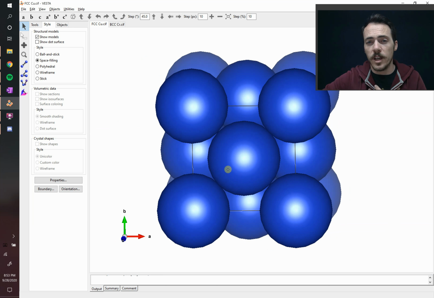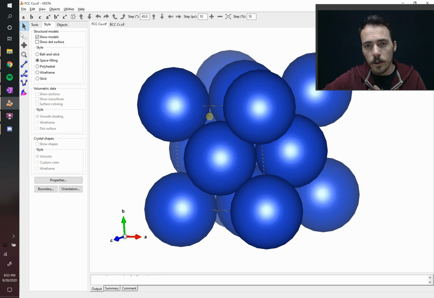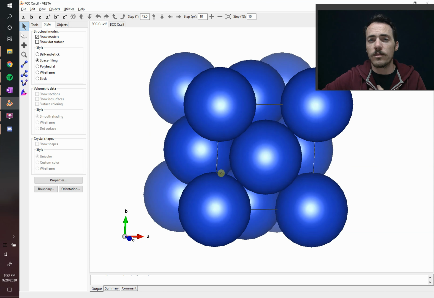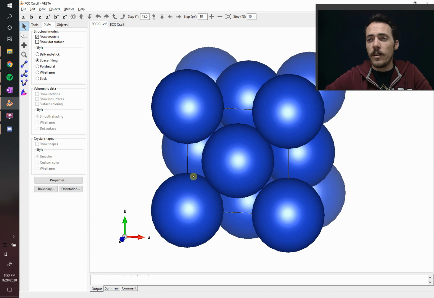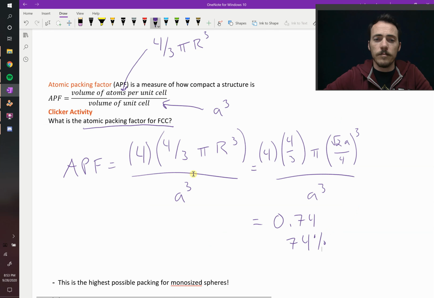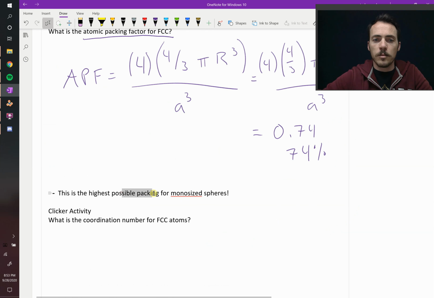Now you could get it more dense if, for example, you took a really small sphere and you started packing it in the interstitials, then you could go more dense, right? But if they're all the same size, 74% is as good as you can get, all right? This is the highest possible packing factor for mono-sized spheres.